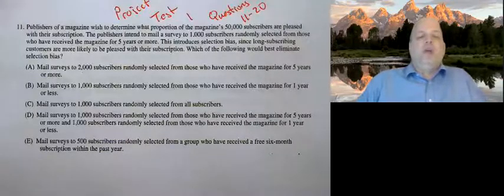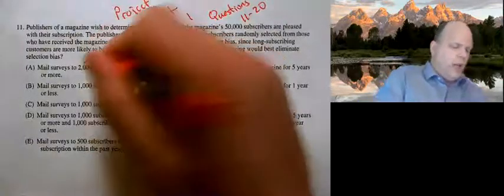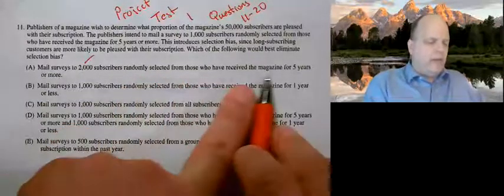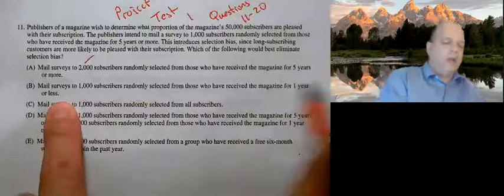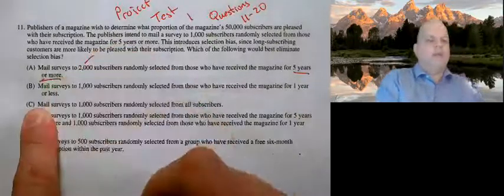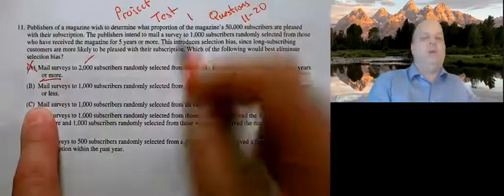Mail surveys to 2,000 subscribers. Well, that's nice because they increase the sample size. We kind of like that. That's a good thing. Randomly selected, good, from those who've received a magazine for 5 years or more. Once again, we still have the problem that we didn't represent everybody. We only represented those 5 years or more. That's why that's a problem. That's the same problem we initially had.